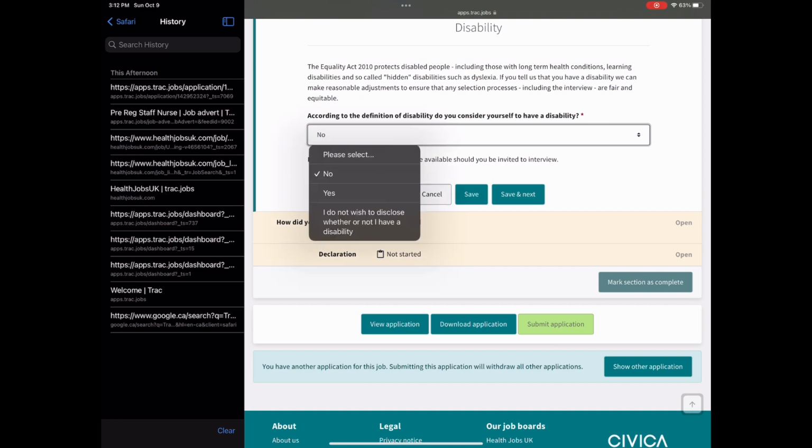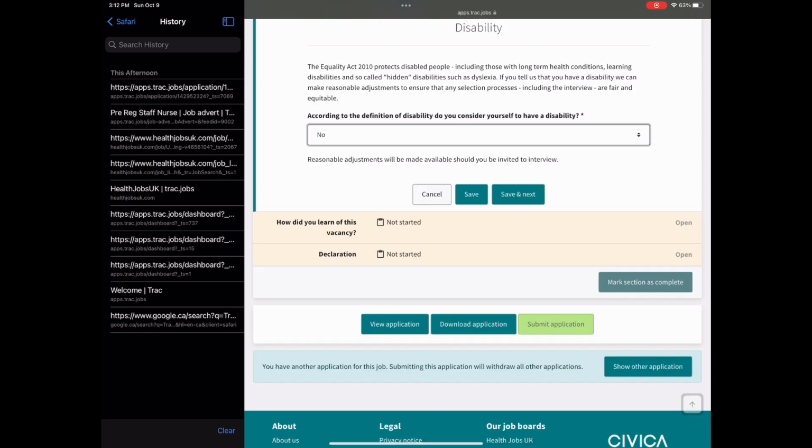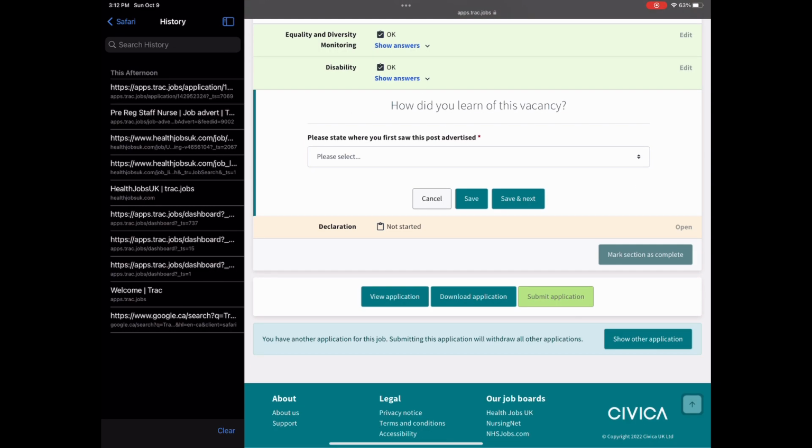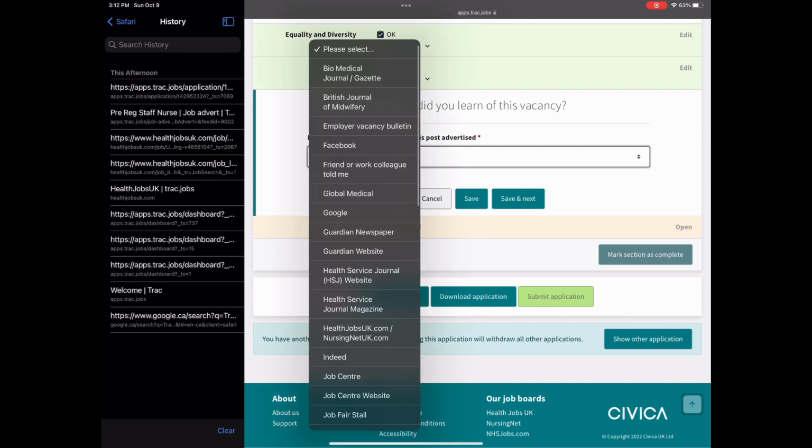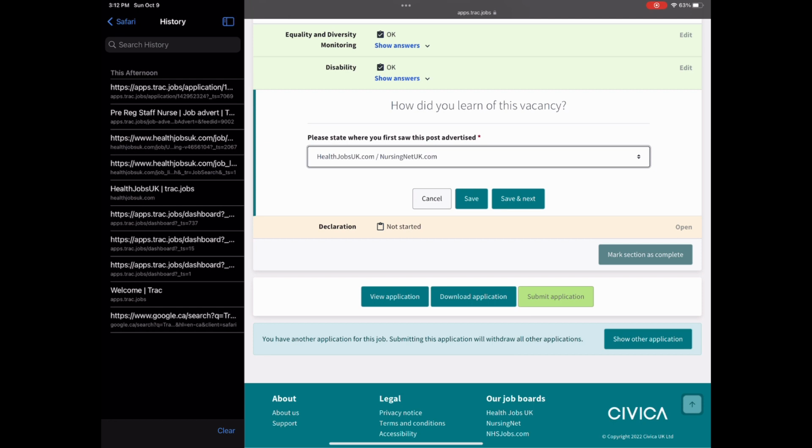And then disability. Do you have any disability? No. Please state where you first saw this advert. Now, if you notice, I'm clicking the health jobs, blah, blah, blah. If you look at the left-hand corner, you notice that that's the website showing. So that's what you click. You click on that. And then you save and next.